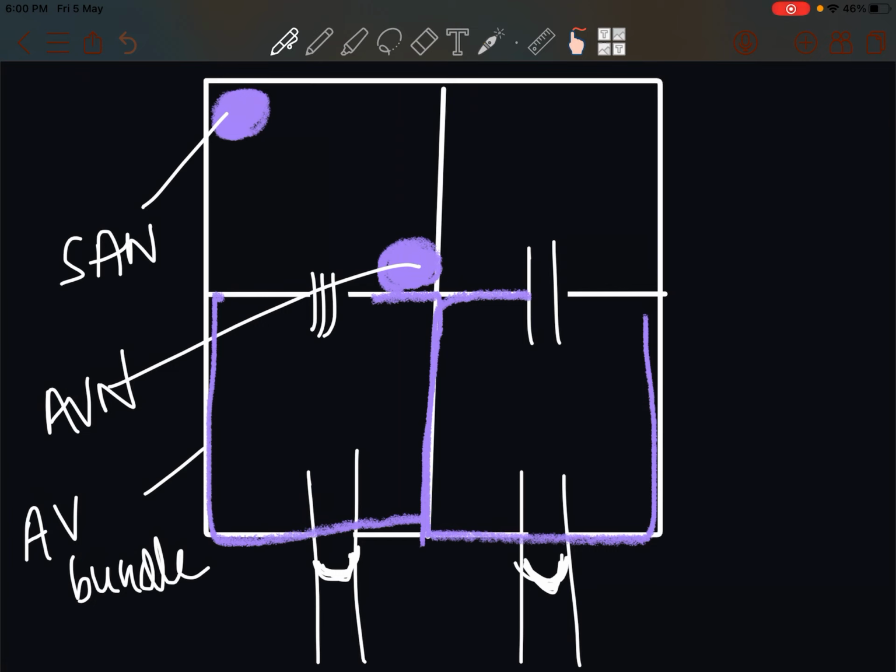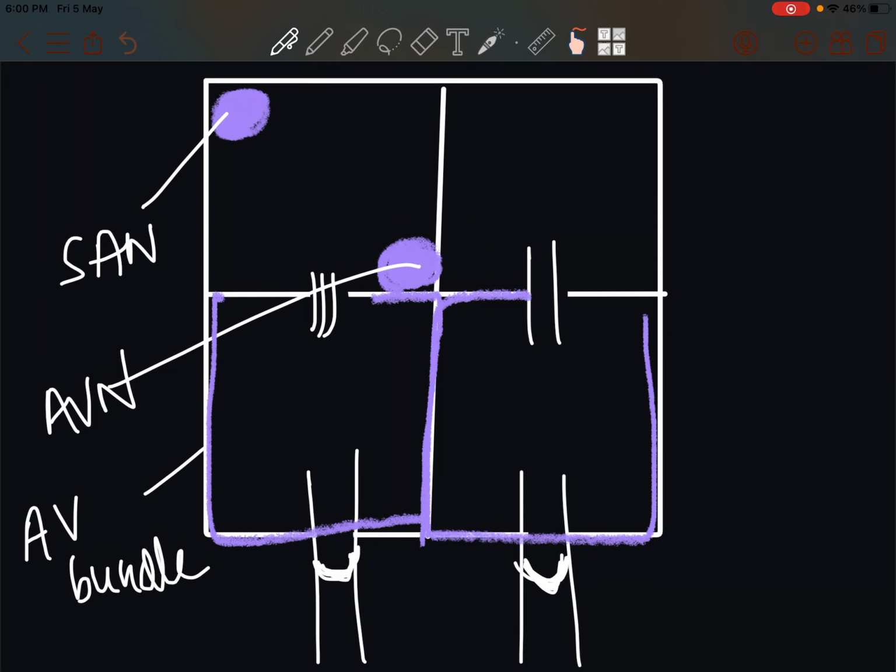AVN is the pacesetter. Now your atrioventricular bundle has a right bundle and a left bundle. There's not much function, it's just spreading through the ventricles. It helps to spread the signal.